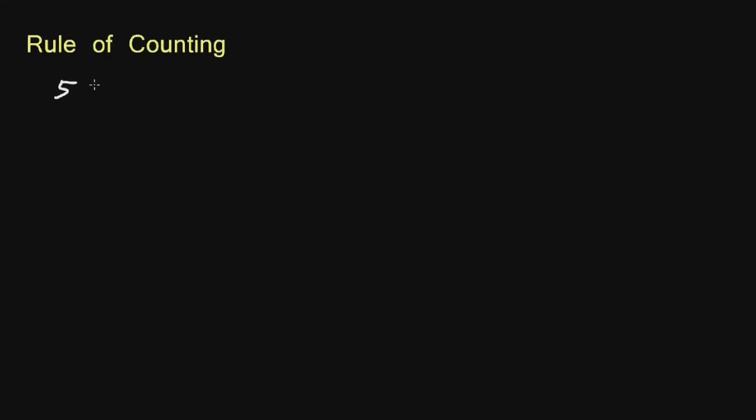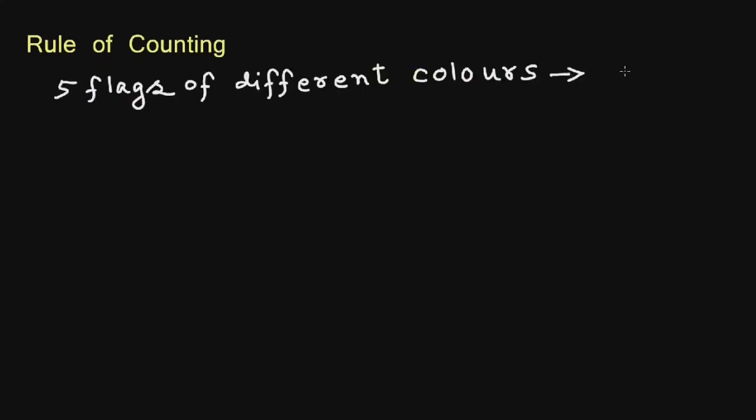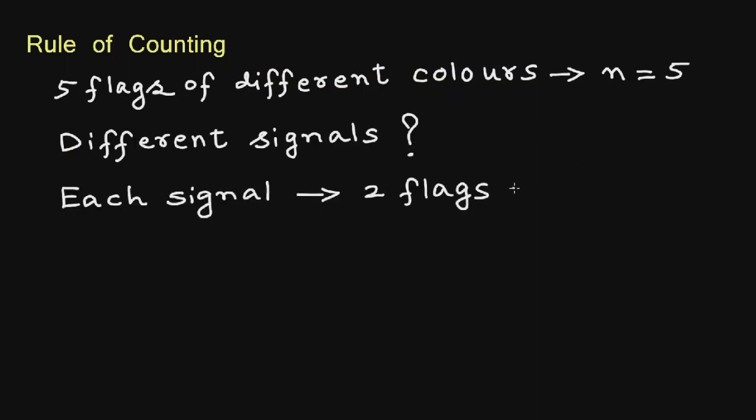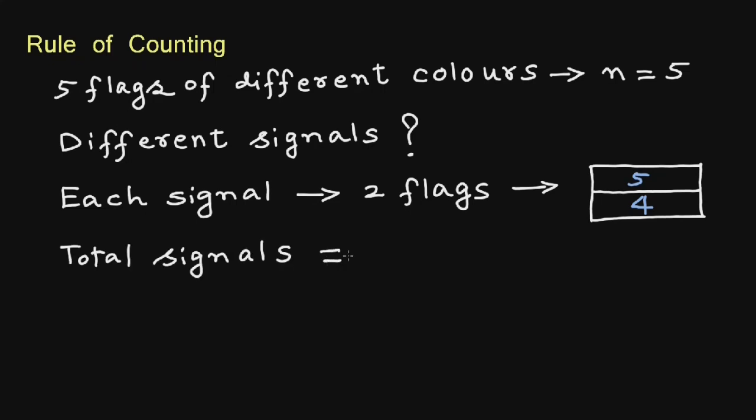We are given 5 flags of different colors. That means n is 5. We have to find how many different signals can be generated if each signal requires the use of 2 flags, one below the other, like this. The answer is very easy. The top place can be filled in 5 different ways and the place below it can be filled in 5 minus 1, that is 4 different ways. So the total number of signals that can be formed will be 5 multiplied by 4, 20 signals.